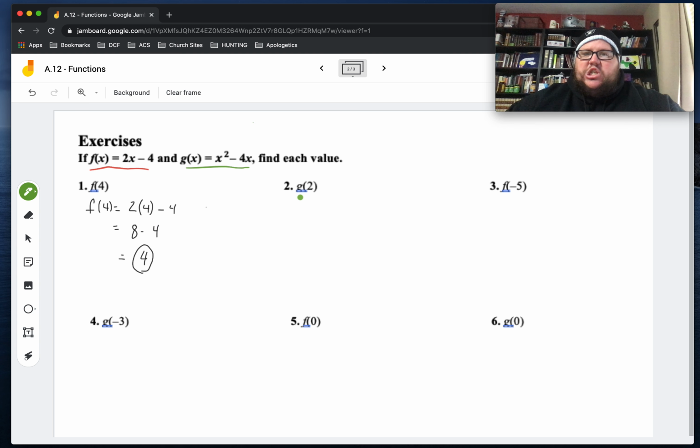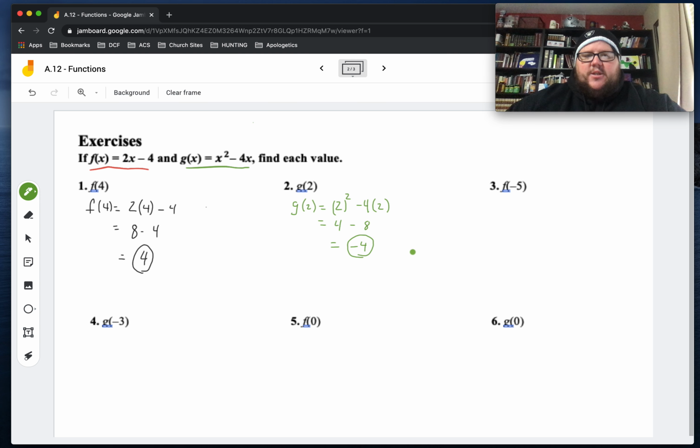Notice this one is g of 2. So I'm going to say g of 2 equals, well, I'm using g of x. Every time I see an x, I'm putting a 2 now. So x squared would be 2 squared. And I like to get into the habit of putting that in parentheses, minus 4 times 2. 2 squared is 4, minus 4 times 2 is 8. 4 minus 8 is negative 4.